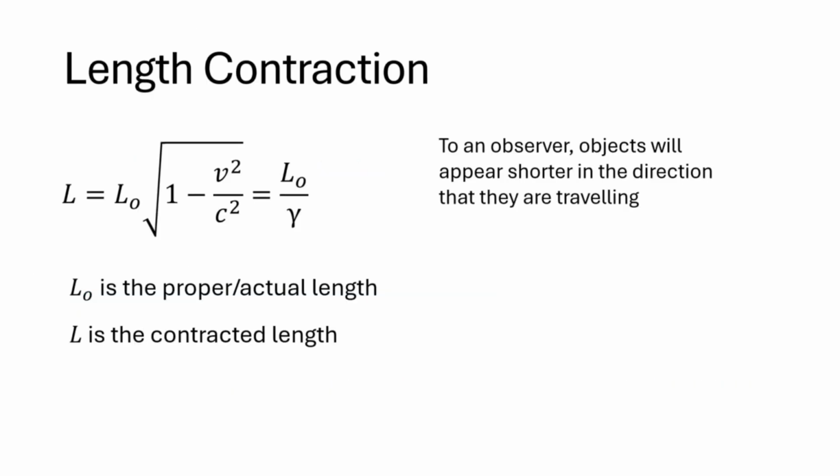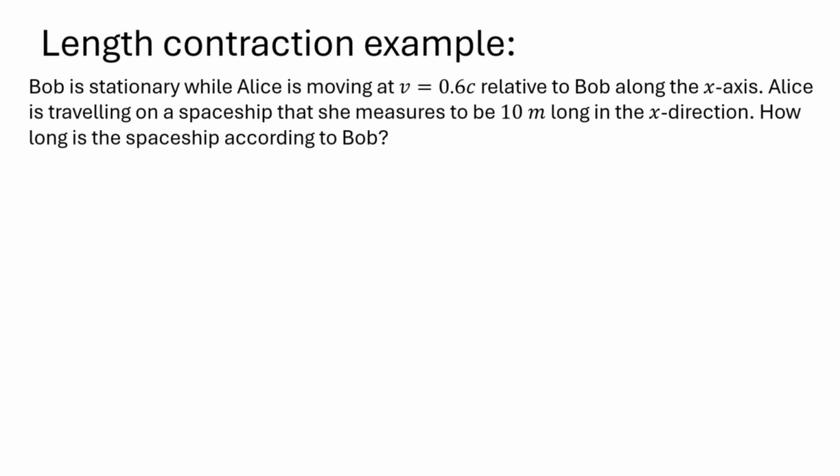Now let's talk about length contraction. In an observer's reference frame, objects that are moving near the speed of light will appear to be contracted or shortened in the direction of their motion. The contracted length is equal to the length of the object when it's at rest, or the proper length, divided by the Lorentz factor. Let's look at an example of length contraction.